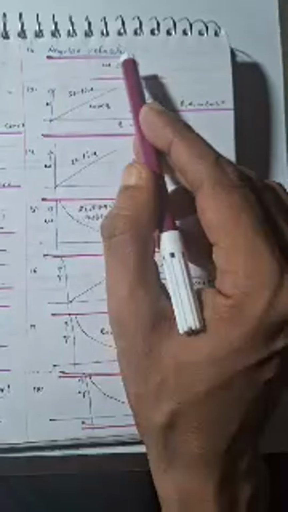Now the next question is on the angular velocity. Angular velocity here is qB by m. Putting v equals omega r, we can simplify omega as qB by m. Then there are some graph based questions on this. First is the omega versus q graph.